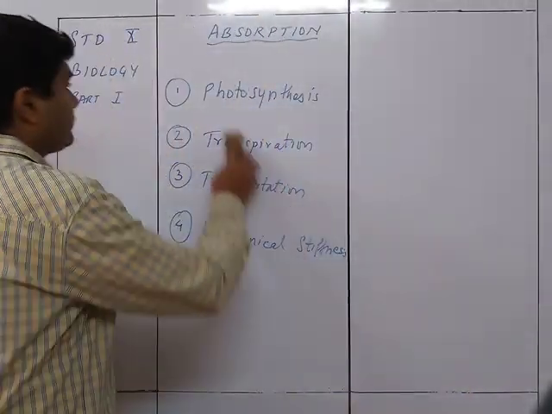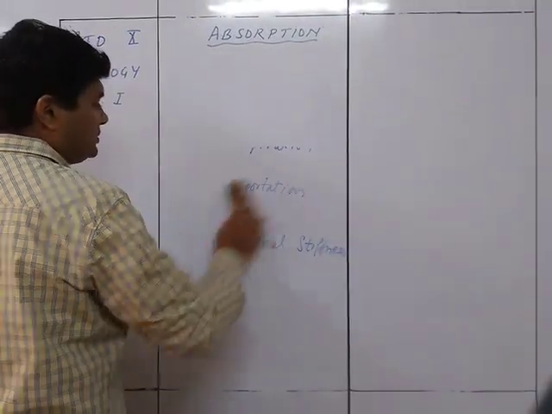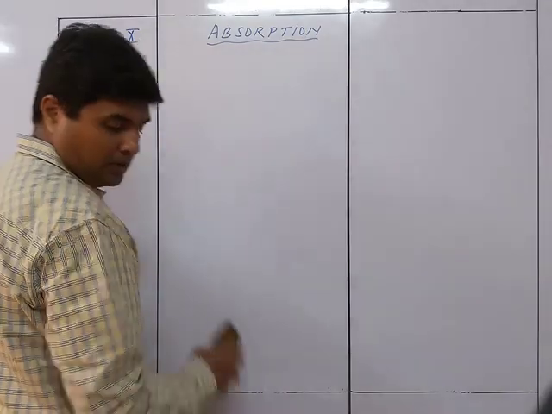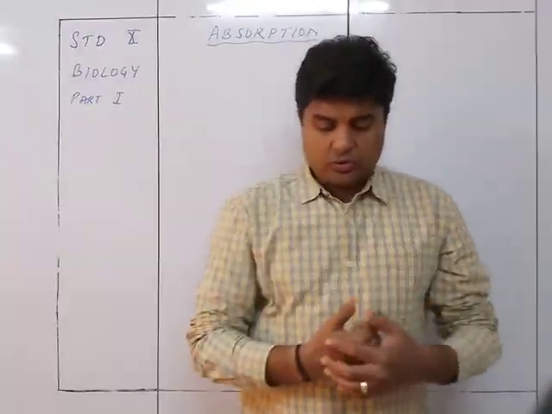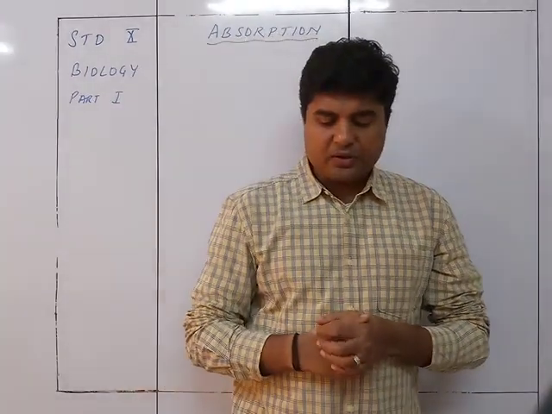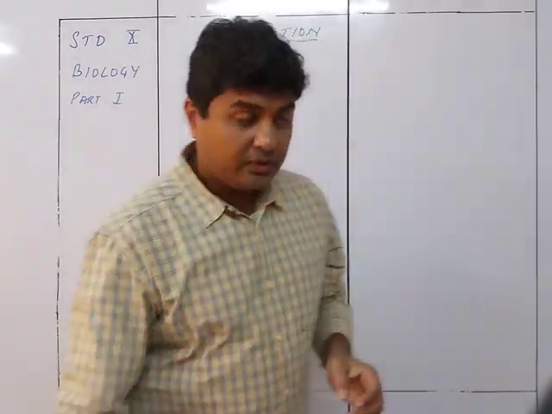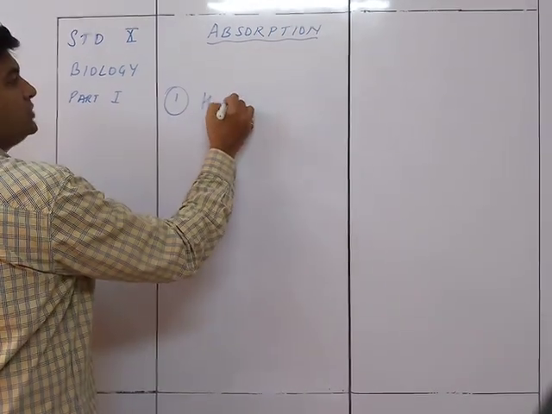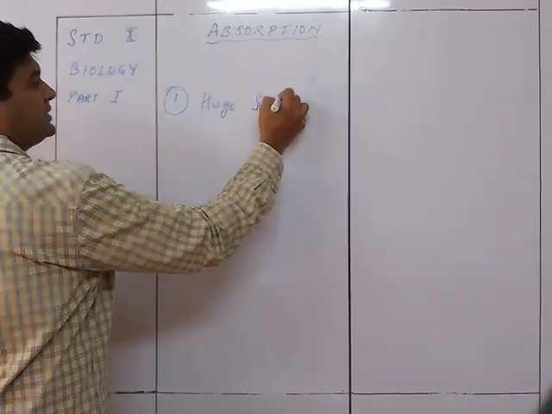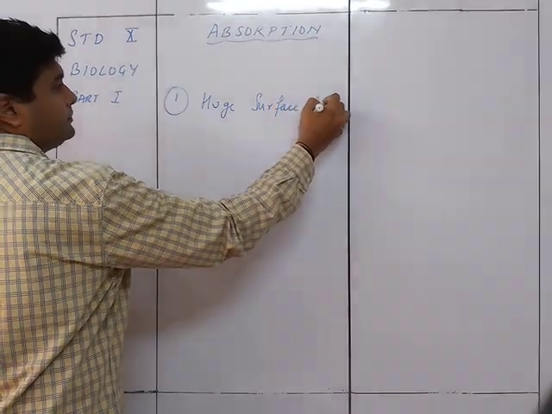So now we see the properties of the roots. See, first thing is the ability of the roots to draw water from the soil is dependent on three characteristics. The first one is huge surface area.